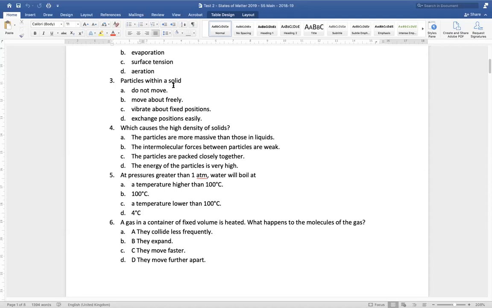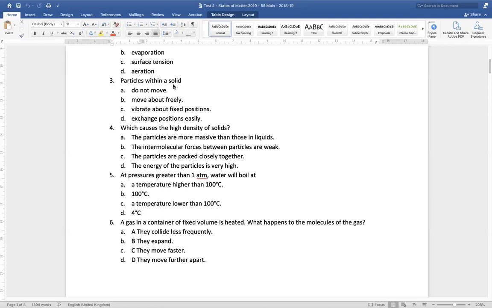Okay. What causes the high density of solids? So let's try to understand what density means. Density means that particles are packed together. High density means that they're packed together much more closely. So why is that? That is because solids have particles that are really, really close together. And because of that, even in a very small volume, you have many particles packed in. So the answer again is C.